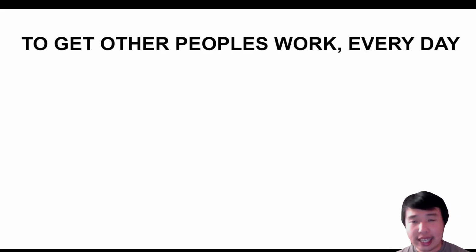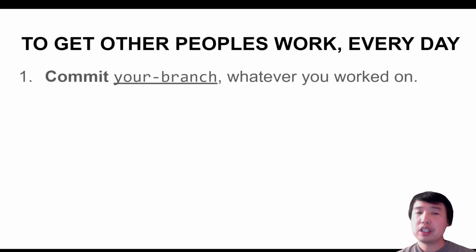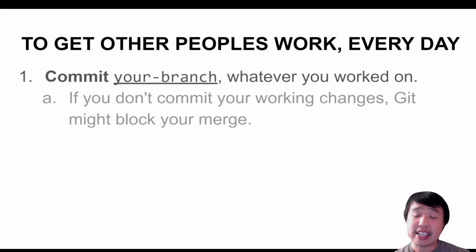Now, here's more what your day-to-day will look like. So the day-to-day, you usually have two different things you want to do. One is to get other people's work, and one is to share your work with other people. So first, to get other people's work, first, you need to finish whatever you're currently working on. So you might be writing some code or working on a file or working on a level. Commit whatever you're working on and make that snapshot, make that backup. And the reason why you need to do this is because if you don't commit it, Git might block merging other people's work into your stuff because their merge might overwrite whatever you're working on.